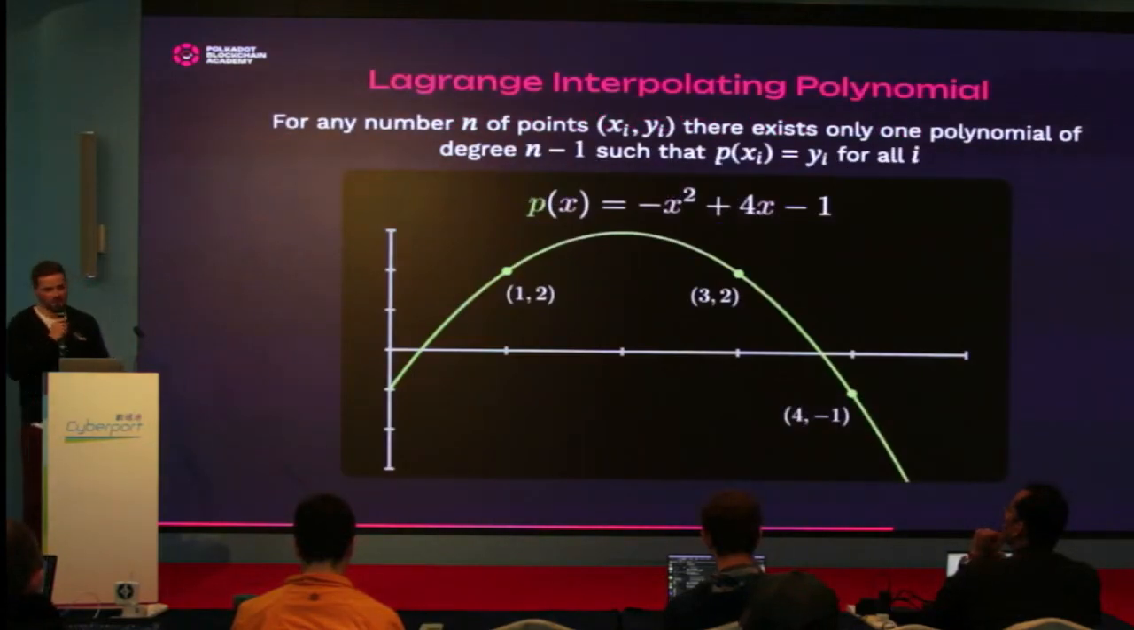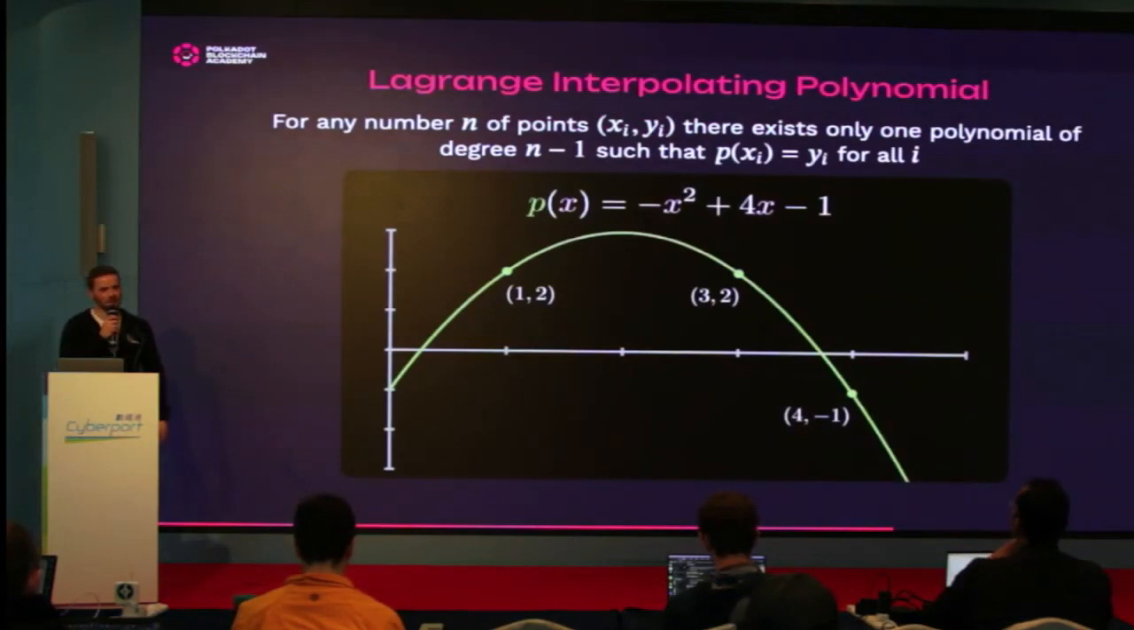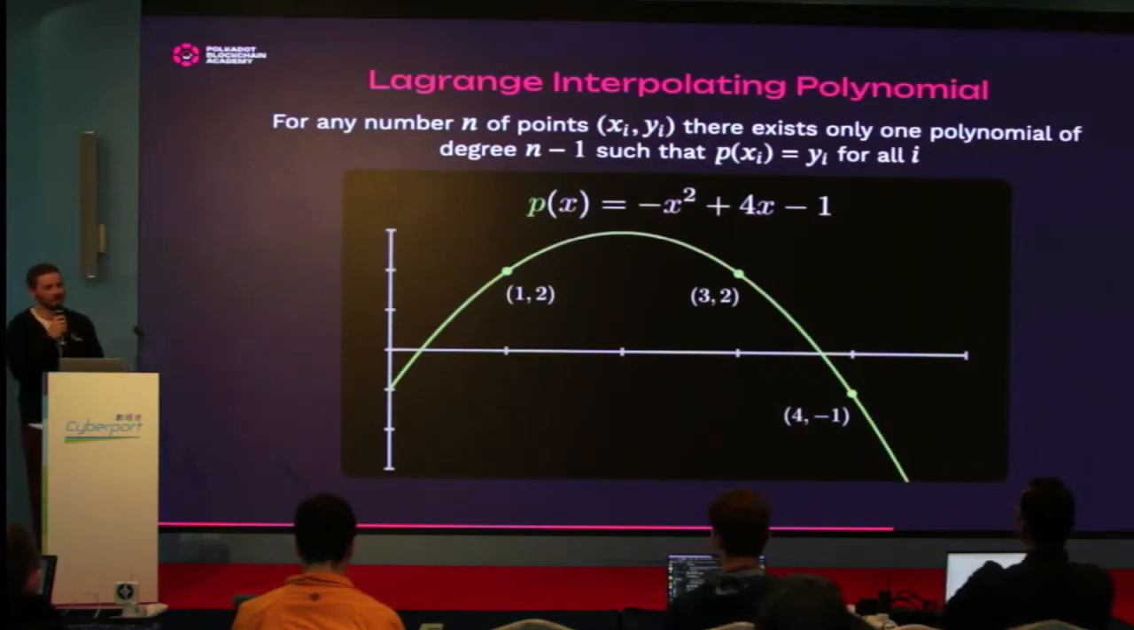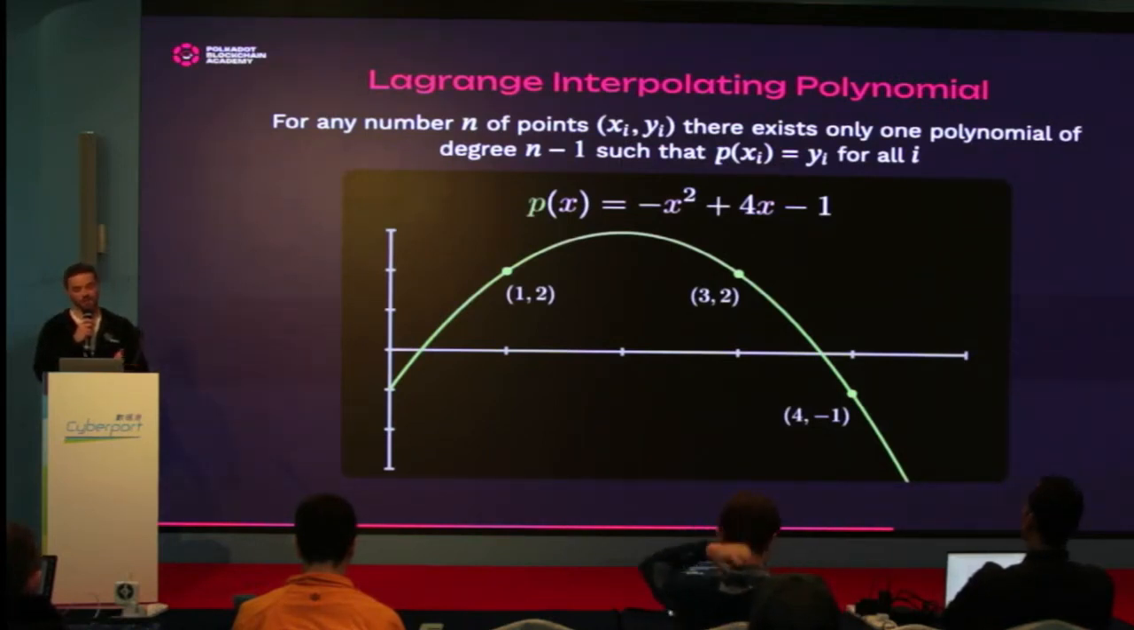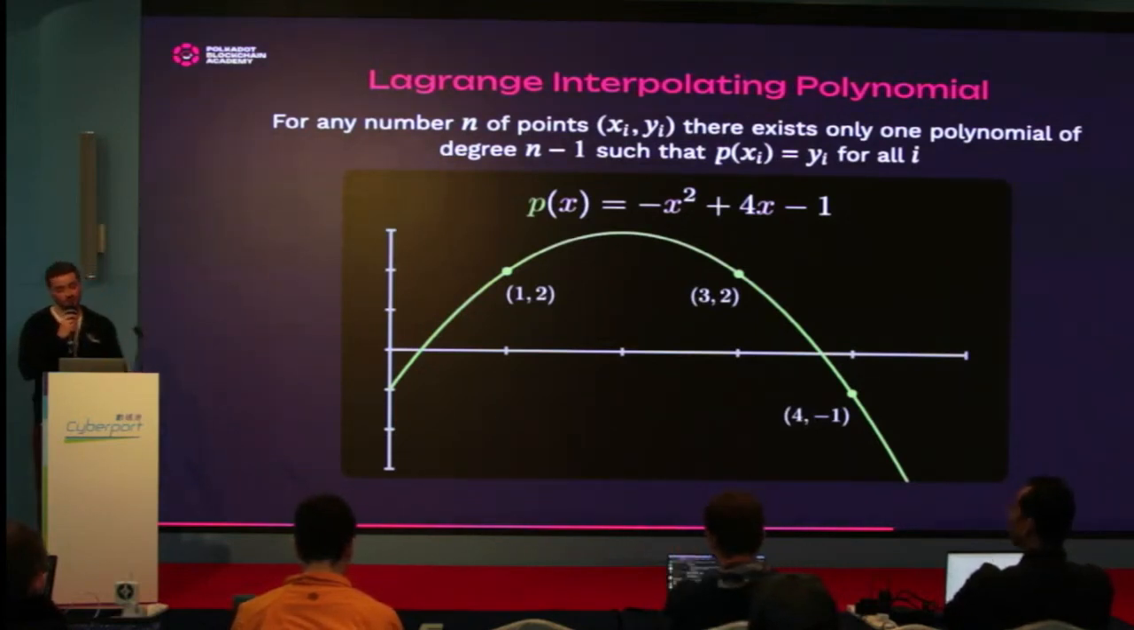All right, so we had earlier some nice curves from Mache. Now we have more curves. I'll describe how Lagrange interpolating polynomials work here. For any number n of points (xi, yi), there exists only one polynomial of degree n minus 1 such that p(xi), the polynomial function of xi, equals yi for all i.